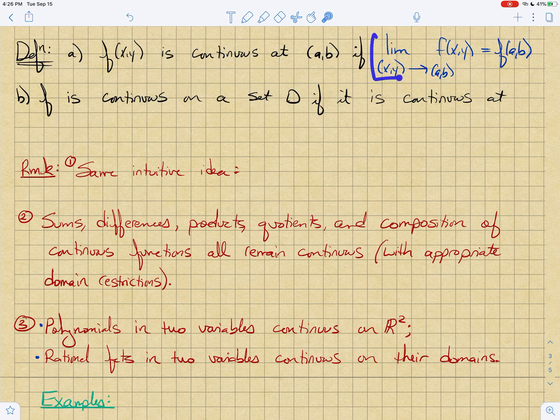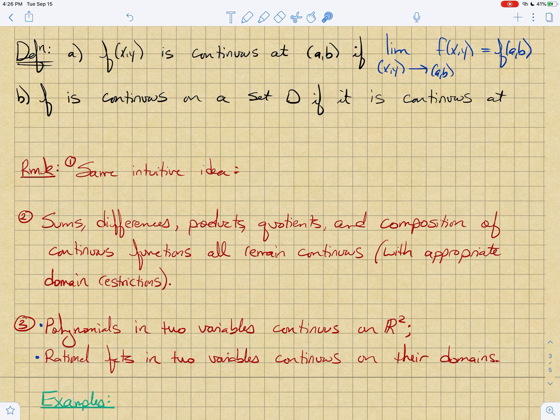One is that the limit exists. Two, the function is defined at (a, b). And three, these things are actually equal. So same definition we saw, should be no surprises here. In Calc 1, we would talk about being continuous on an interval, and we talked about maybe from the left, from the right, all those kinds of things.